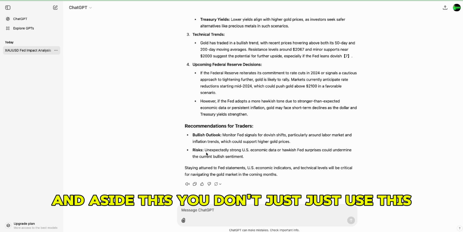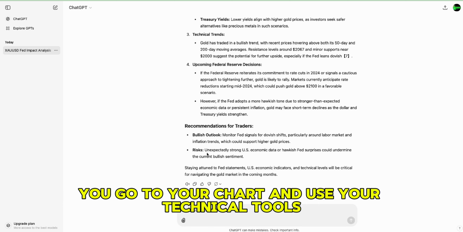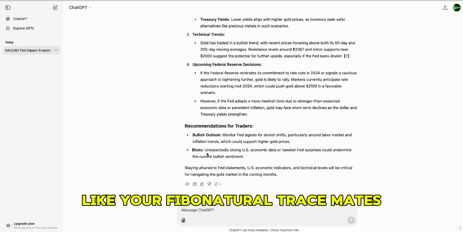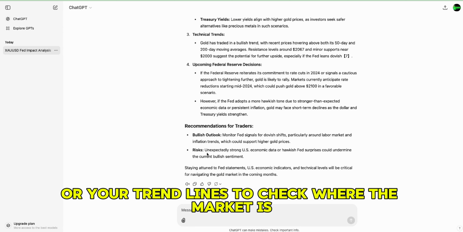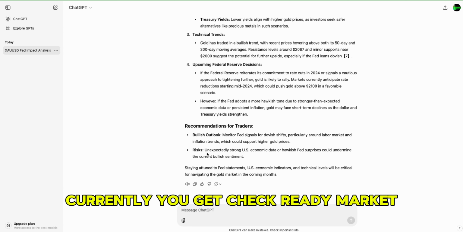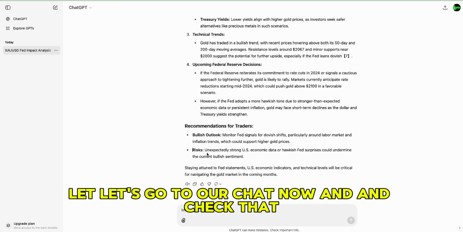And aside from this, you don't just use this. You go to your chart and use your technical tools like your Fibonacci retracement or your trend lines to check where the market is currently. Let's go to our chart now and check that.